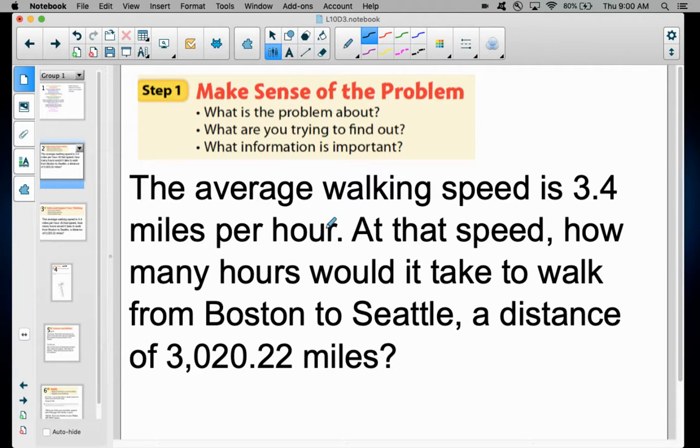So what is this problem about? This problem is about walking from Boston to Seattle. We're trying to find out how long it would take us to do that. The two things that are important are the 3 4/10, that's the speed, the miles per hour, and the distance, the total distance of 3,020 and 22.